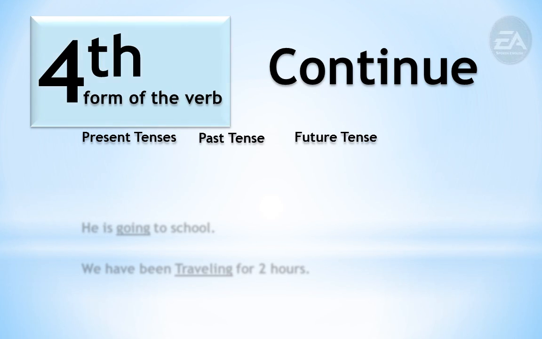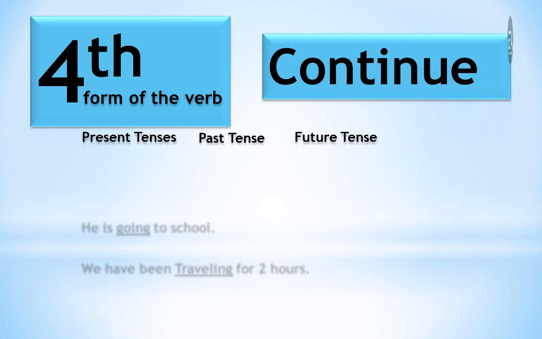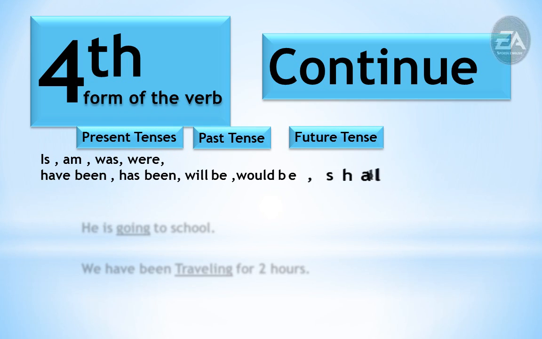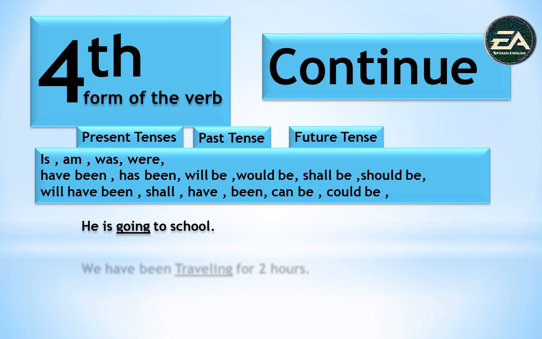Now let's talk about the fourth form of the verb, known as continuous. If we hear such a verb, it means the task is still continuing, running on, in present, past and future tense. For the present tense we use is, am, are or was. For the past, have been, has been, had been are also used for the continuous past. For the future we use will be, shall be, would be, should be, will have been, shall have been, and has been, have been, can be, could be. We use the fourth form after these helping verbs. Let's have some example sentences for this.